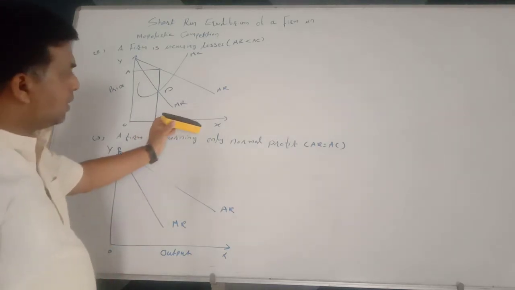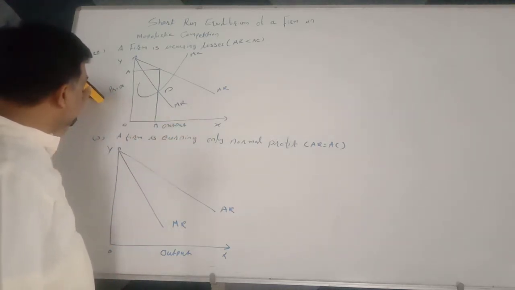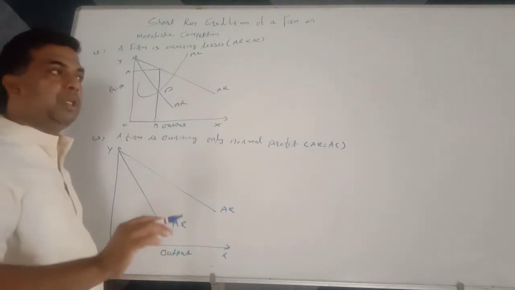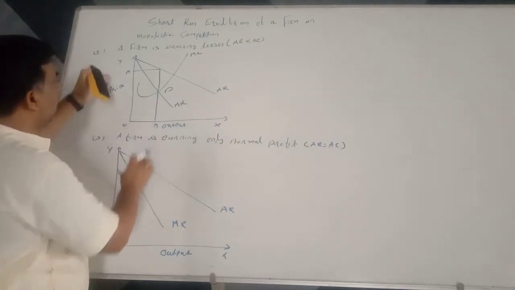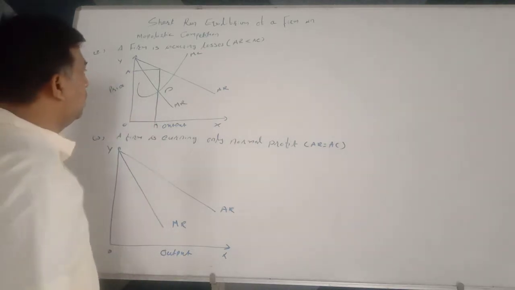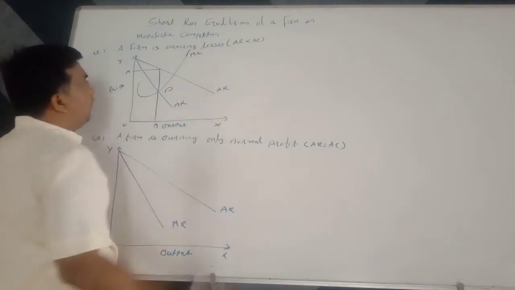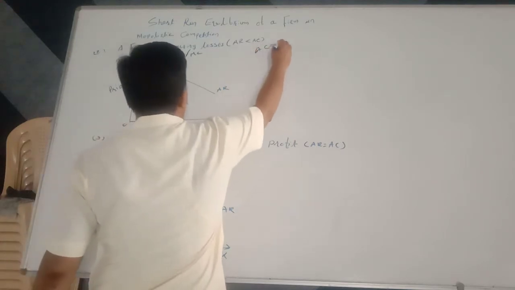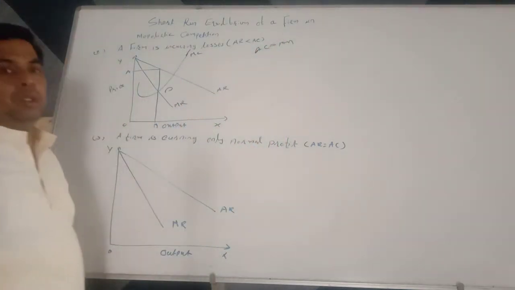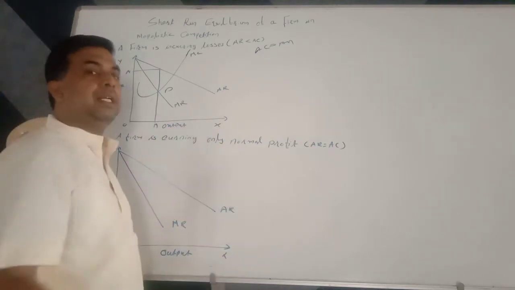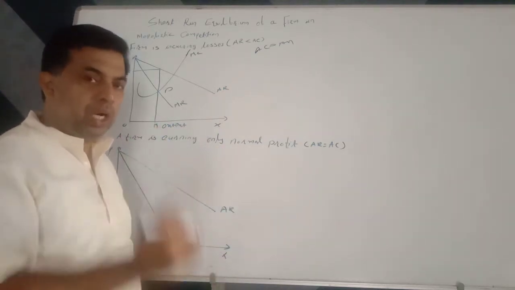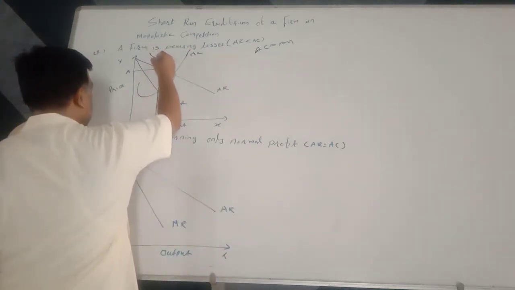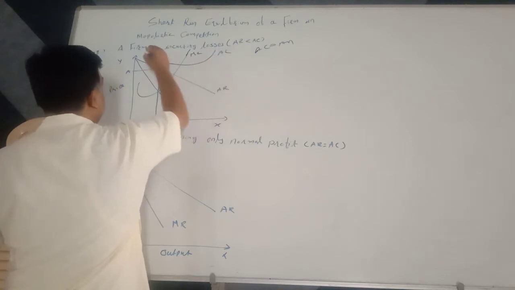Okay, x-axis output, y-axis represents price. What is P? Equilibrium point where marginal cost and marginal revenue are equal. Firm produces OM output at OA price, and this is an equilibrium output. Now, what is the situation? Average revenue is less than average cost. It means average cost is greater than average revenue. This is the average revenue curve. So obviously, if average cost is greater than average revenue, the average cost curve should be above the average revenue curve. So we can draw the average cost curve like this. This is the average cost curve.